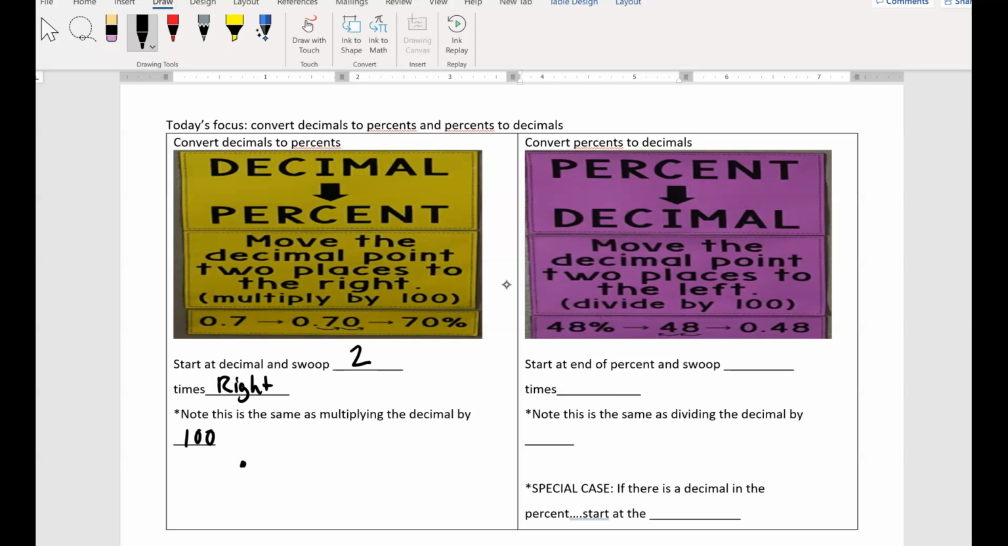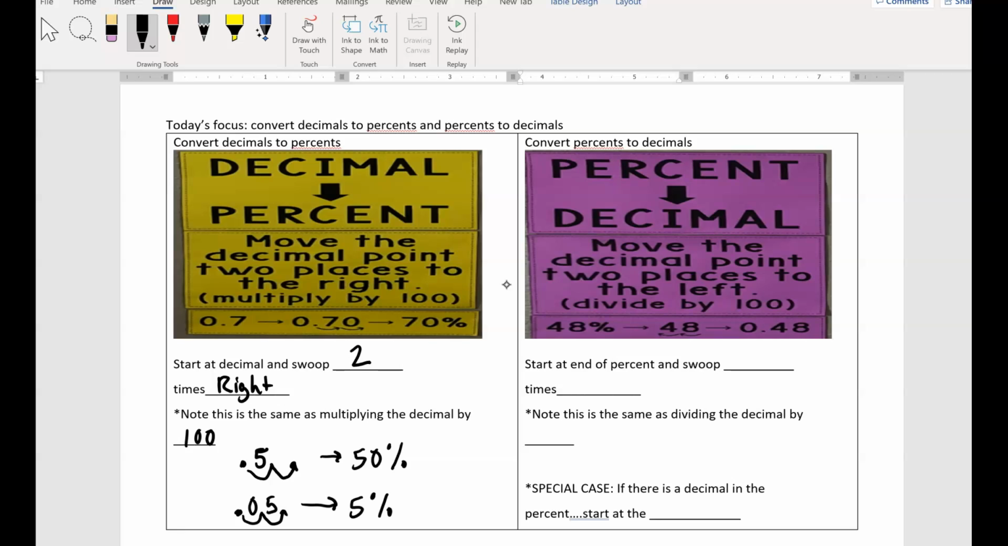So for instance, 0.5, to make that into a percent, I swoop once, twice, and any empty space gets filled with a 0, so I have 50%. 0.5 and 50% are the same thing. Notice the difference between 0.5 and 0.05. I'll swoop once, twice. It ends up right there. 0.05 is the same thing as 5%.